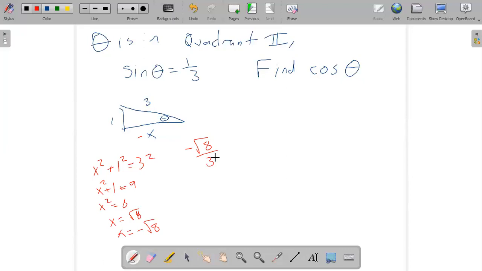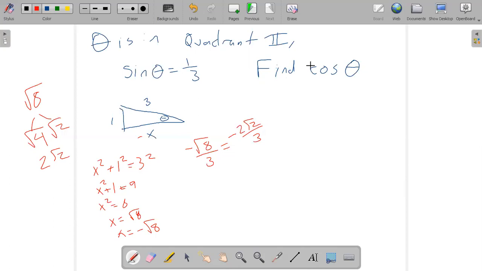All right. So if I have that, I could then simplify the top. The square root of 8 breaks down into the square root of 4 and the square root of 2, so I would get 2 square roots of 2. So this would break down to be negative 2 square roots of 2 over 3. So that was what the cosine is. That's one method. I don't know if that method is easier or harder, but it's just a method.